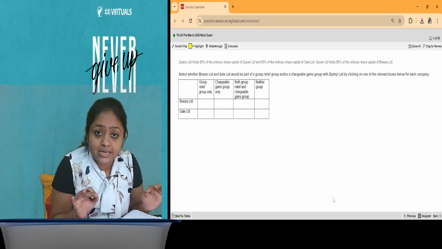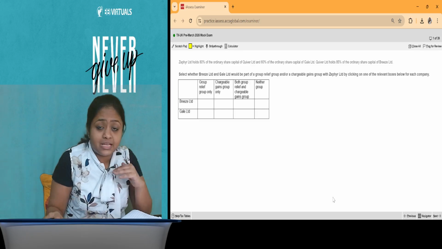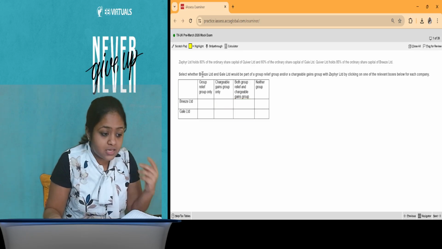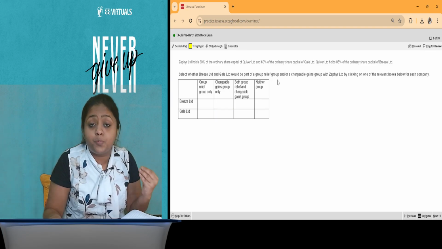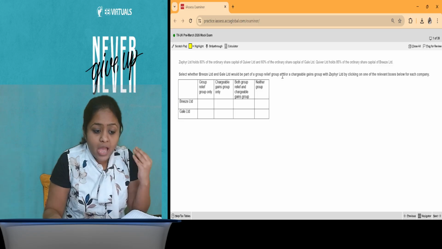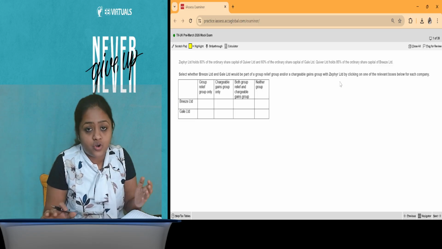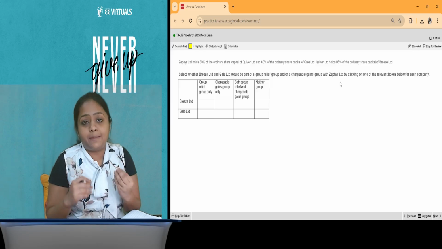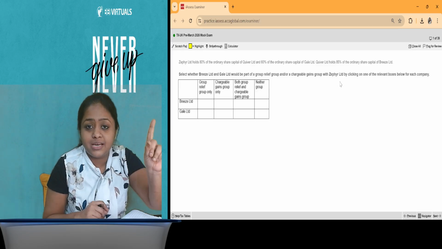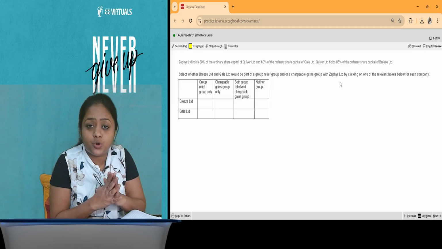When we see this relationship, quickly let's see what the question wants to ask. Select whether Breeze Limited and Gale Limited would be a part of the group relief group and/or chargeable gains group with Zephyr Limited or not. So before I pick up anything, I think it's needed for establishing the relationship. What is the relationship that we need when we establish the group relationship?